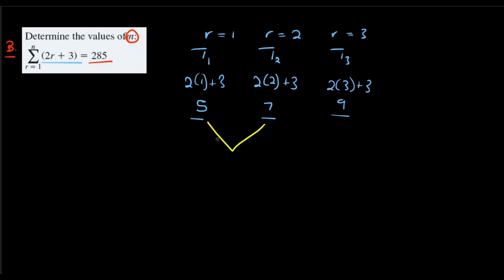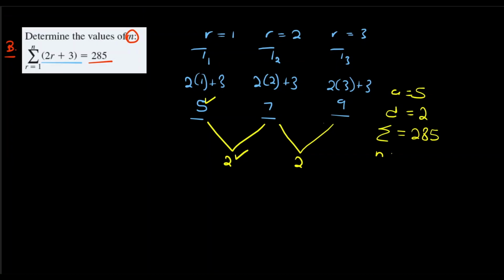We can say 7 minus 5 will give us 2, and 9 minus 7 will give us 2. So we have our a value for our first term, which is 5, and we have our common difference d, which is equal to 2. And also we're told that the sum is equal to 285. Now we need to calculate what our n value is.